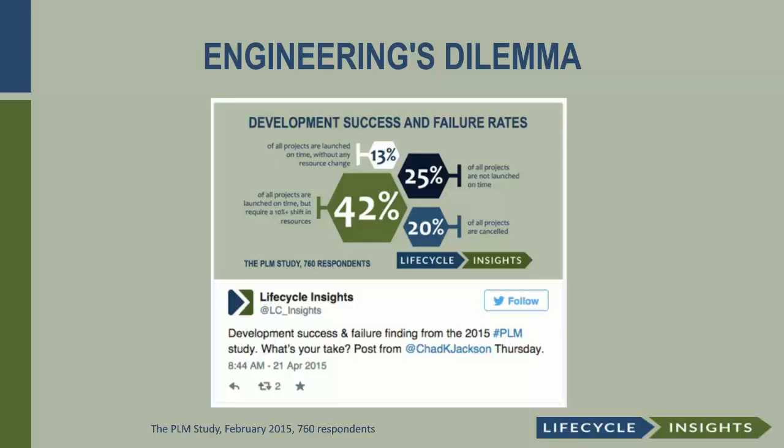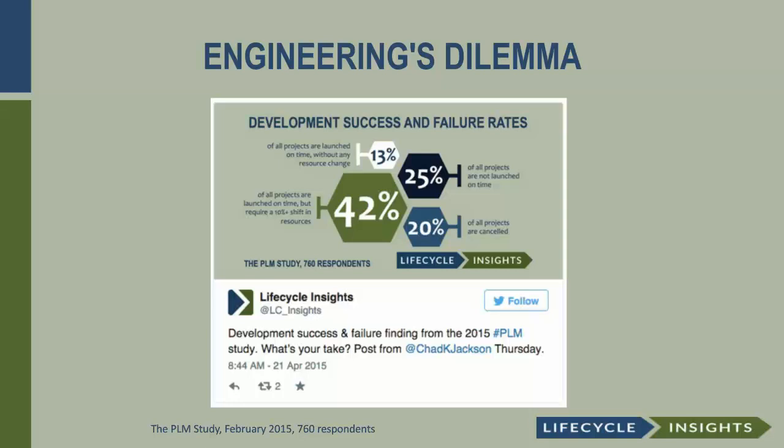42% of all projects are launched on time but require a 10% increase or shift in resources. So engineers, stop what you're doing over here, come over, let's do the fire drill on this other project to get it out the door. That leaves only 13% of all projects that actually go as planned. So engineers are kind of in this catch-22 where they have less and less time to design, yet the implications of their work are very dire, right? If they are not successful, then it has serious implications for the company.